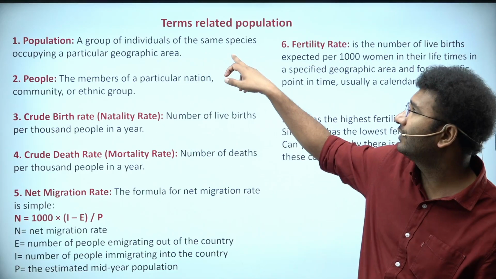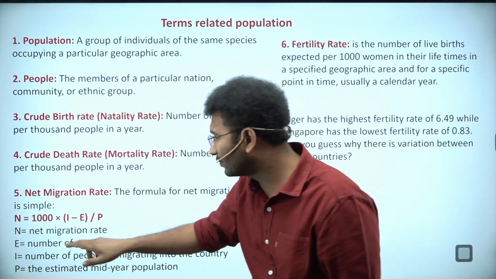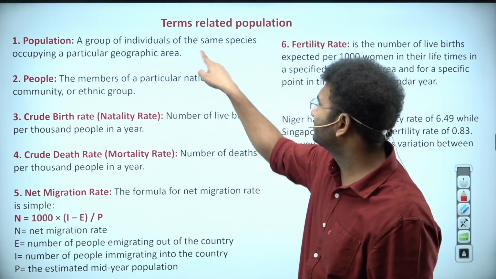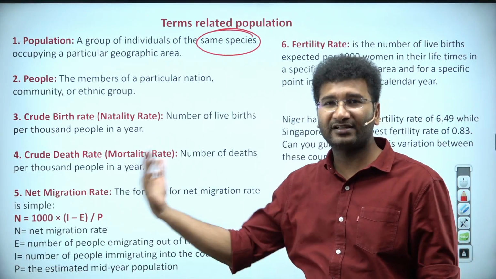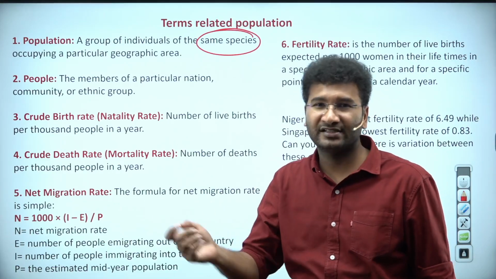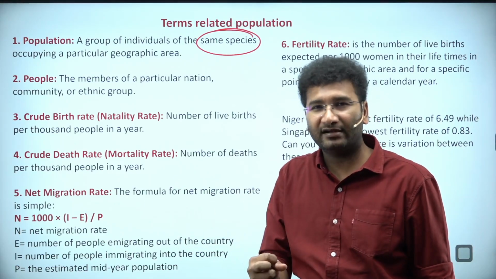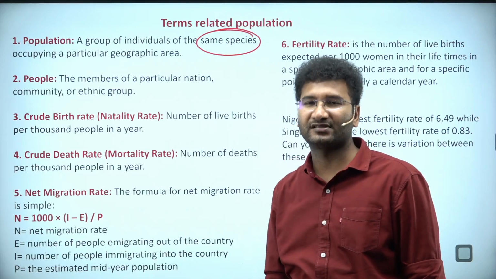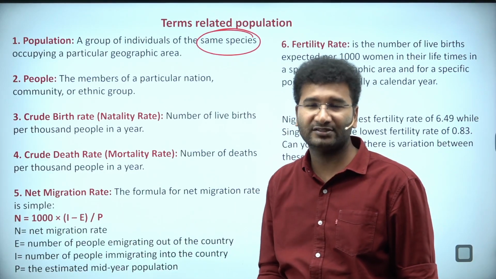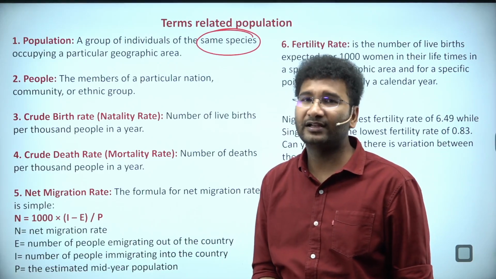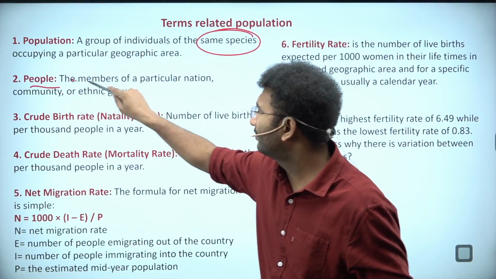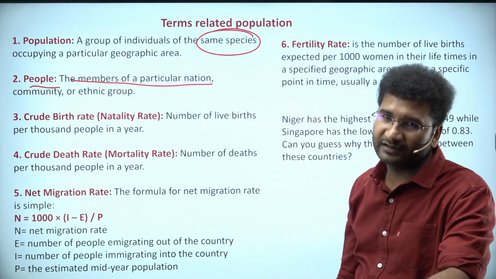Population is a group of individuals of the same species. This is what you need to learn. A group of population which are of the same species, right? You cannot mix a dog with a human and say that yeah, 20 dogs and 10 people, so the population is 30. No. You are going to calculate population with respect to the same species. Either you calculate the population of dogs, that is 20, or you calculate the population of humans, that is 10, like that. Come to people: the members of a particular nation, community or ethnic group, this is called people.